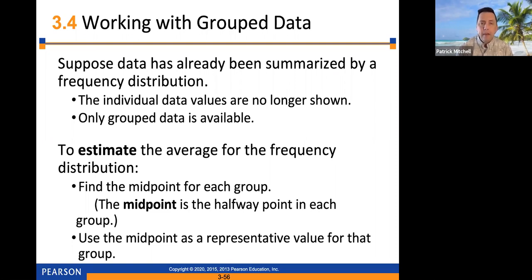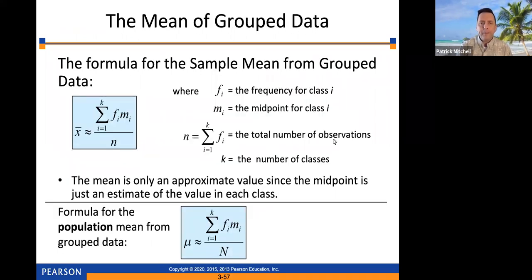So to estimate the average or the mean from this frequency distribution, you would find the midpoint for each group. The midpoint is the halfway point in each group. To find that midpoint, you just average the class limits together, and you'll see an example coming right up. Then use the midpoint as a representative value for that group. Once you have that midpoint, you just calculate the mean, like we talked about back in section 3.1, as a weighted mean. So let's look at the formula first.